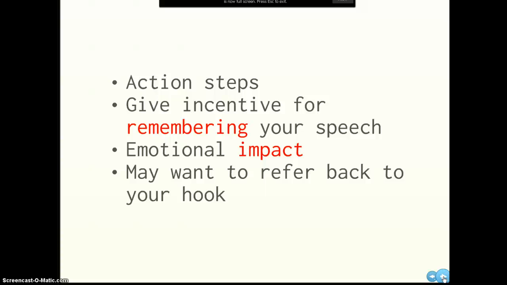And one way to wrap up your speech, an easy way to go, is you may want to refer back to your hook, whereas if you started with a question, you may refer back to that question. If you started with a story, make a reference back to that story. It just makes your speech kind of go in a nice, neat little circle.